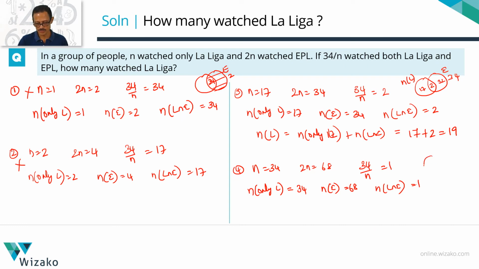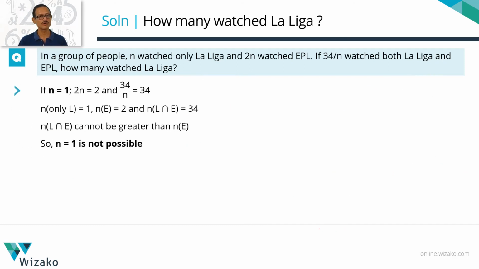So this makes sense. If you look at this Venn diagram, this entire thing is 68. This component is 1. We know only L is equal to 34. So n of L is going to be equal to 35. So n of L is equal to n of only L, which is 34, plus n of L intersection E, which is equal to 1. So this equals 35. So cases 3 and 4 make sense. In those two cases, what are the values for n of L? 19 and 35. So those are the two possible answer options.